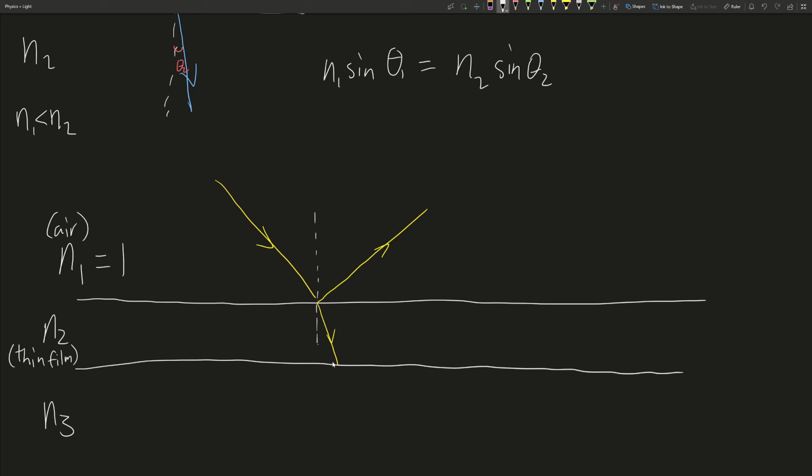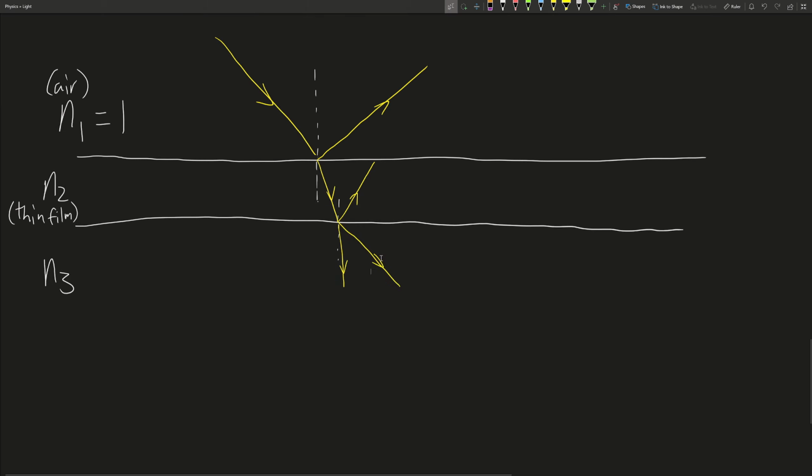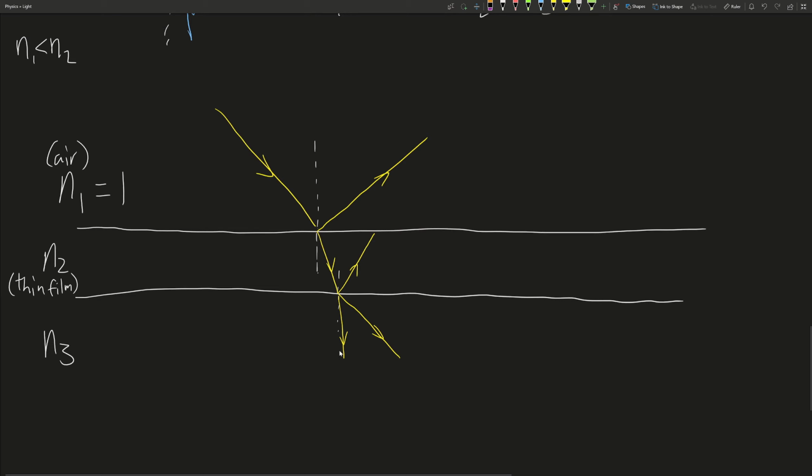Now, when it hits this other boundary here, the same thing is going to happen, where it partially reflects back and partially refracts through. Now, depending on n3, if n3 is greater than n2, then this will bend closer to the normal. And if n3 is less than n2, then this will go back outwards further from the normal. So either of these could happen. I'm just going to keep one of them for now. We aren't really concerned with this other light ray for now. We're just concerned with this side.